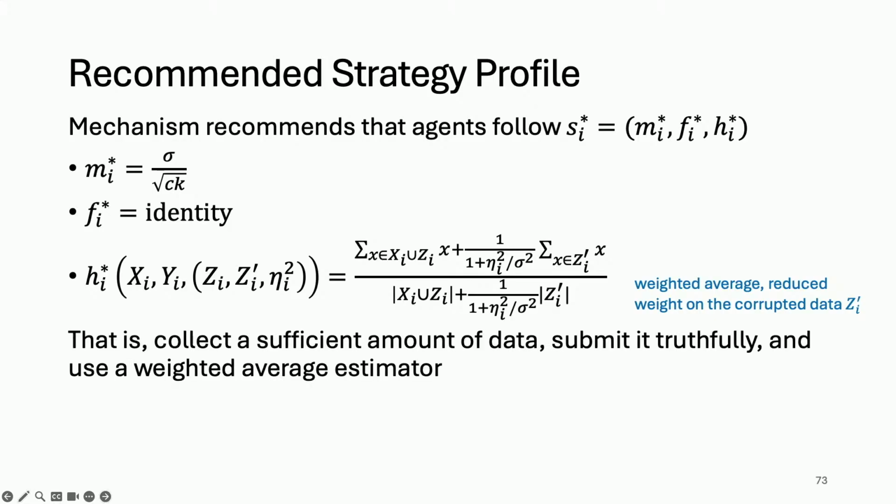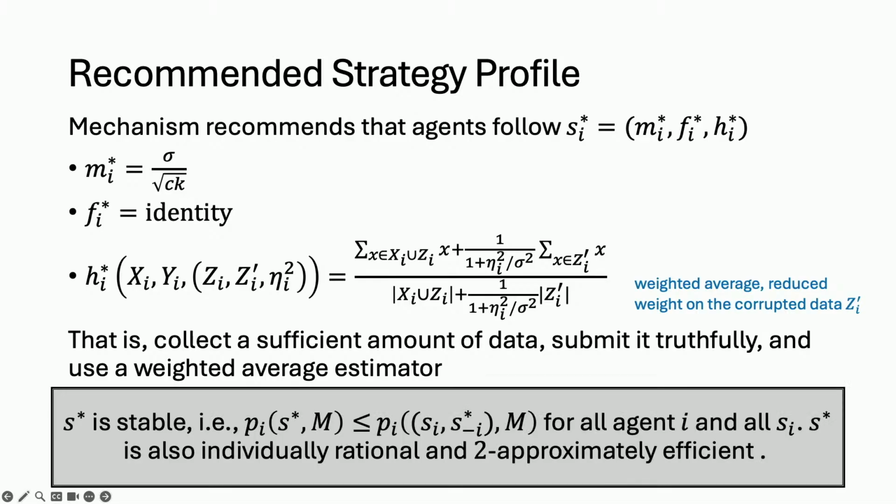So the recommended strategy from the mechanism is to collect a sufficient amount of data, submit it truthfully, and then use a weighted average estimator. And in this work, they prove that this strategy S star is stable. That is, for every agent I, they have no incentive to deviate from this strategy, so they had better collect this M I star amount of data and not fabricate the data. And also, this S star is individually rational and efficient.